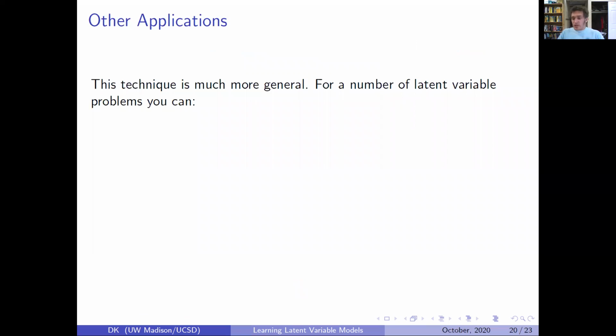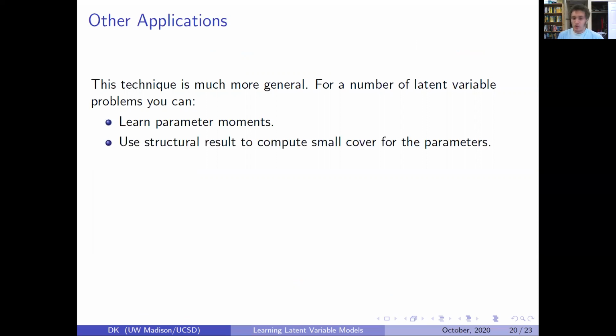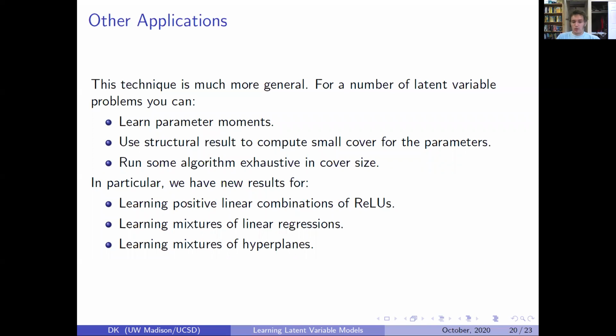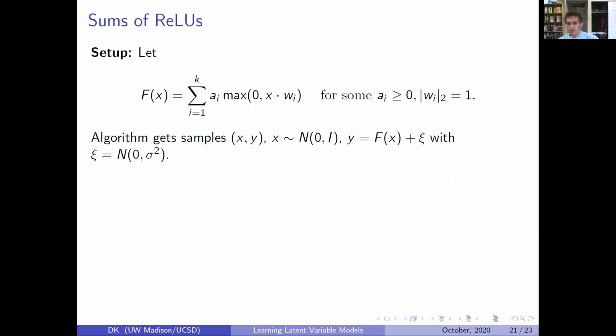Okay, so that's learning mixtures of spherical Gaussians, but this technique is actually a lot more general than that. Basically, for a latent variable problem, you learn the parameter moments. You then use our structural result to get this cover for the set of parameters. And then you run some algorithm that's exhaustive in the cover size. And this seems to work on a lot of problems. In particular, we've got new results for learning positive linear combinations of ReLUs, learning mixtures of linear regressions, and learning mixtures of hyperplanes. And I'll briefly talk about the first two of those.